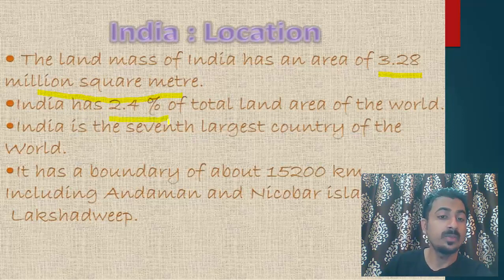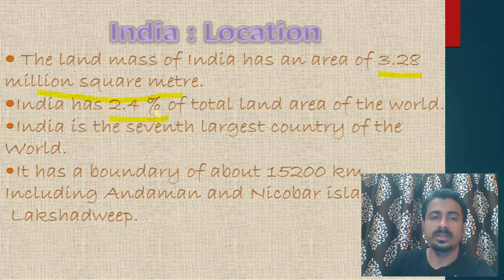So in the world, there are more than 190 countries, around 194 to be precise, as per UN, because UN members are recognized as countries. So of 194 countries, India has 2.4%. So it is a big number. Seventh largest, and the boundary is 15200 kilometer.